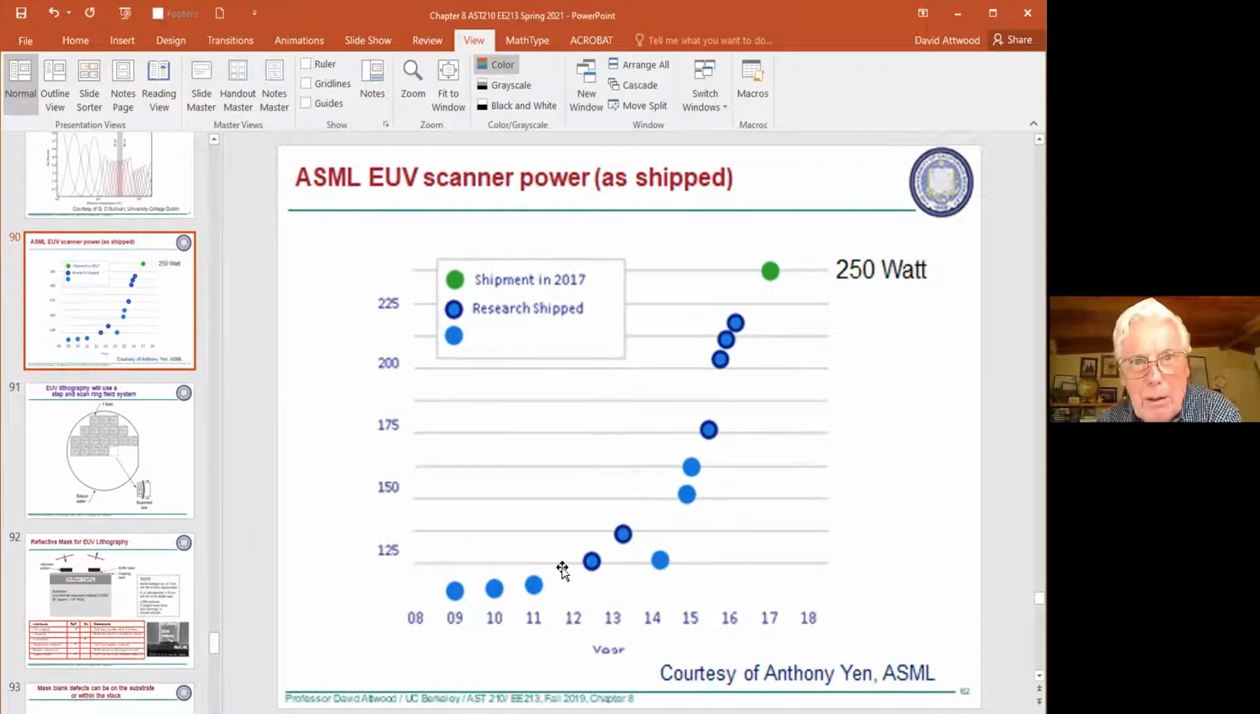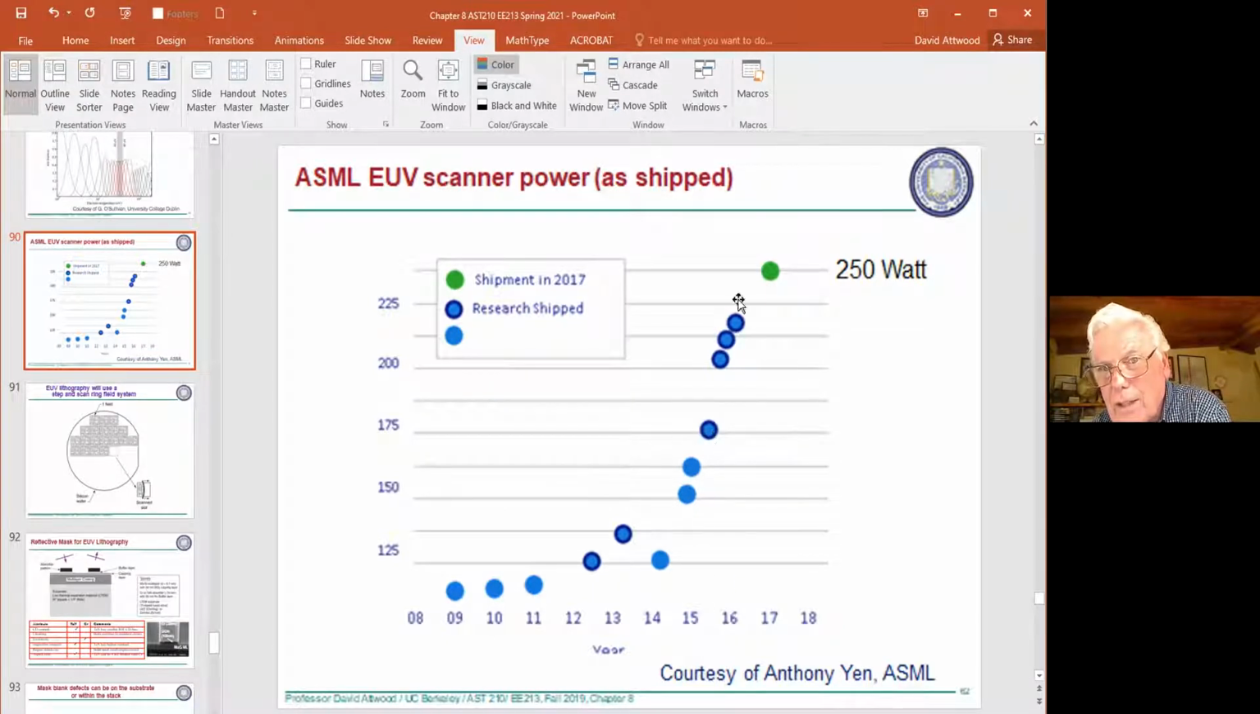This is not power, is it power in watts? Something's wrong here. It can't be power in watts. I think this is number shipped. This is number shipped, and this is number shipped with a power of 250 watts. But down here, that occurs.